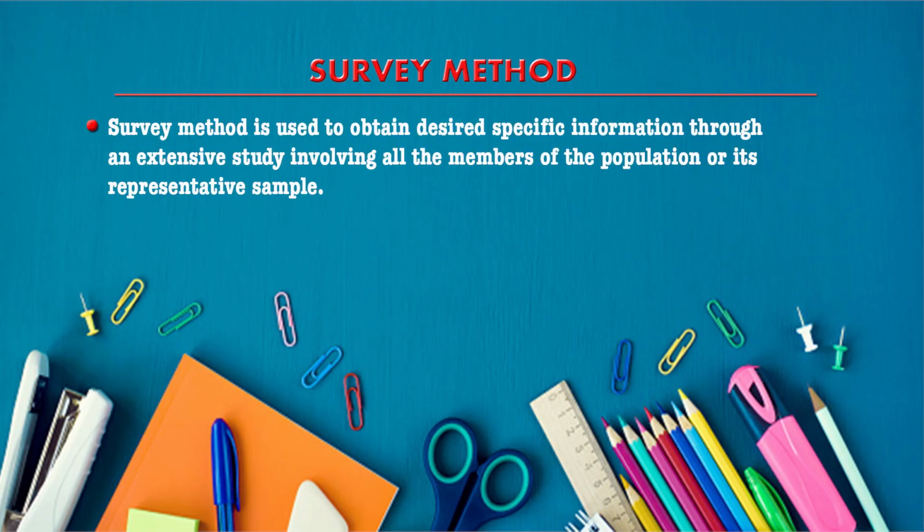Now coming to the next method, we have the survey method. This is one of the very liked methods. You can say every researcher goes for this type of method. Now what is exactly the survey method? It is used to obtain desired specific information through an extensive study where you are involving all the members of the population, or you can choose a sample, a representative sample.